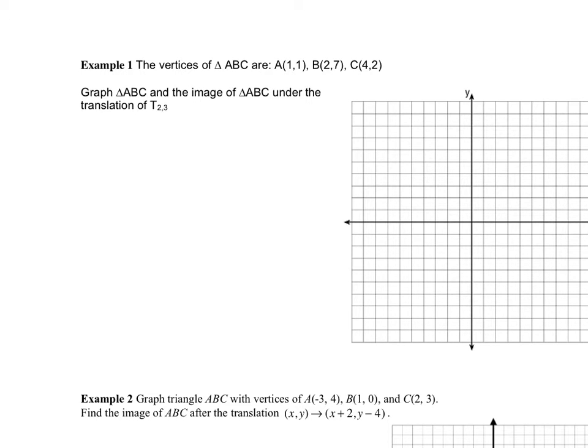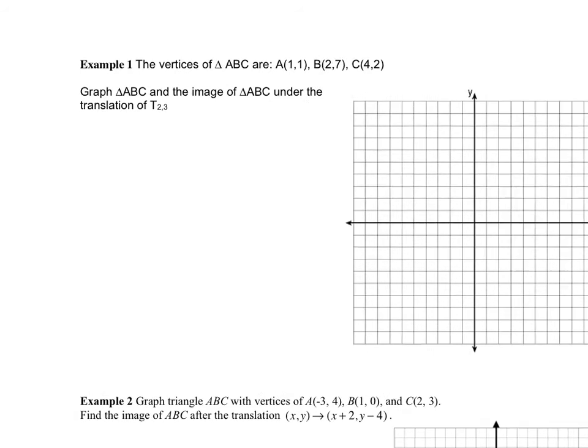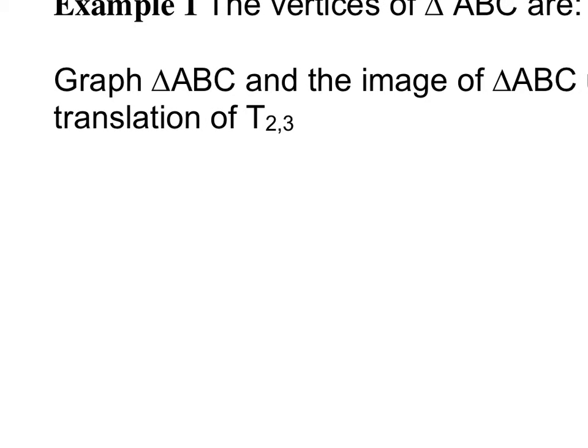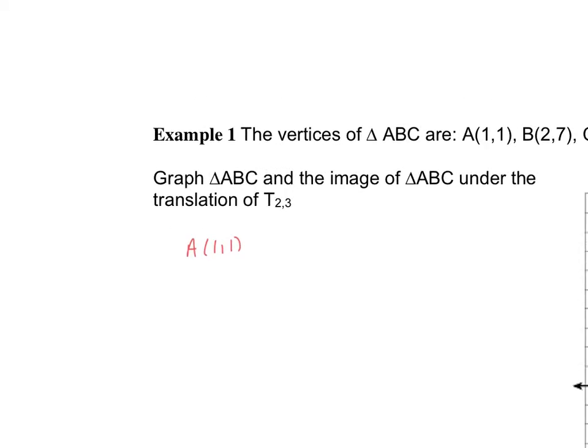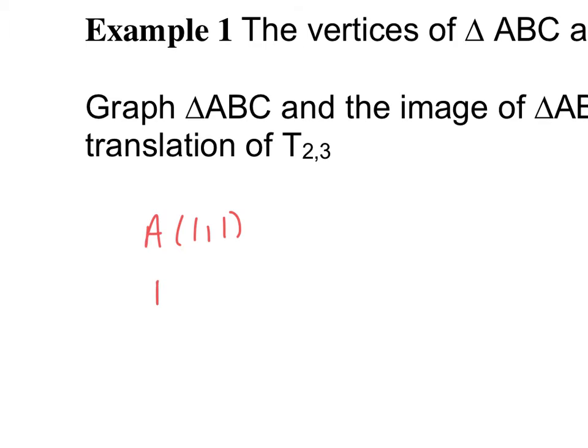What we want to do is we want to look at the vertices of triangle ABC, which are A(1,1), B(2,7), and C(4,2). And we want to graph triangle ABC and the image of triangle ABC under the translation of T(2,3). So here's what I'm going to do. The first thing I do is I always rewrite my ordered pairs that I start with. So I'm going to write A(1,1), B(2,7), and C(4,2).